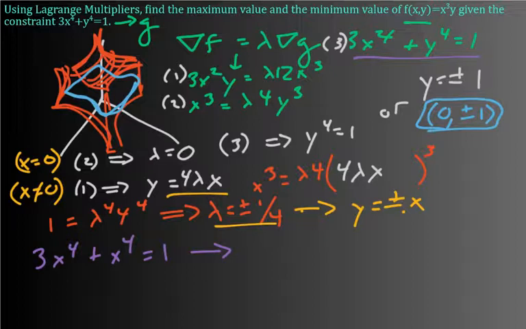From that, you're going to get 4x to the fourth equals 1, or x to the fourth equals 1/4, so x equals, what would that be? Plus or minus 1 over root 2, right? Because the fourth root of 1/4 is plus or minus a half to the power one half, that is plus or minus 1 over root 2.